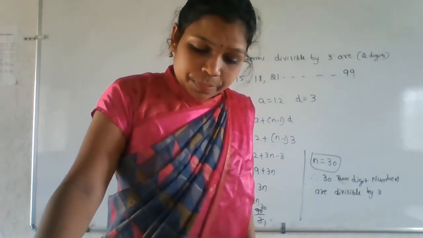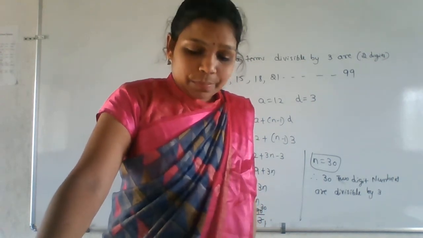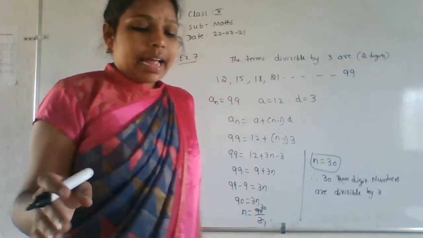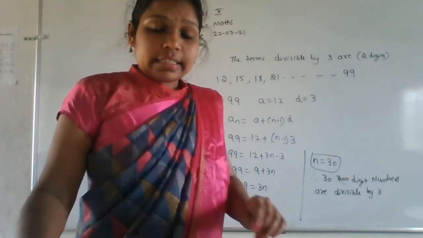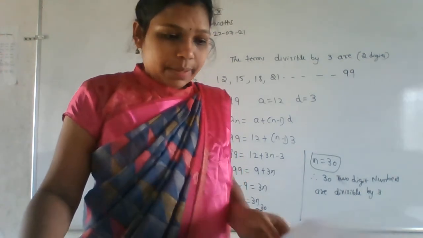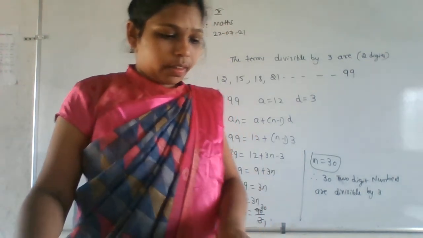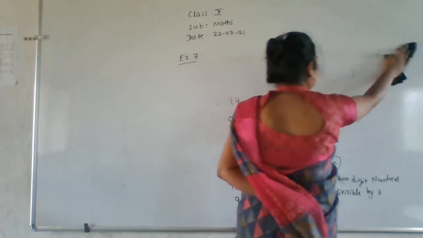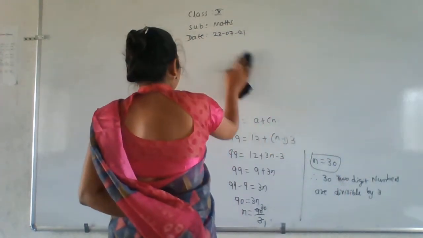Understand properly everyone. And they given here an AP: 10, 7, 4, ..., minus 62, they given here, and we have to find that 11th term. Okay, we'll find now. Example number 8.